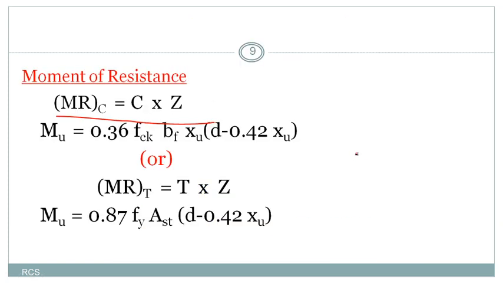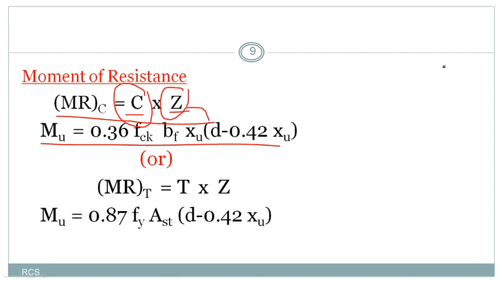So finally the moment of resistance can be defined as the compressive force C multiplied by the lever arm Z, which gives the moment of resistance with respect to the compression zone. Then Mu, the ultimate moment of resistance, is 0.36 fck bf xu, which is the total compressive force acting in the compressive zone, multiplied by Z, the lever arm. The lever arm value is d minus 0.42 xu.